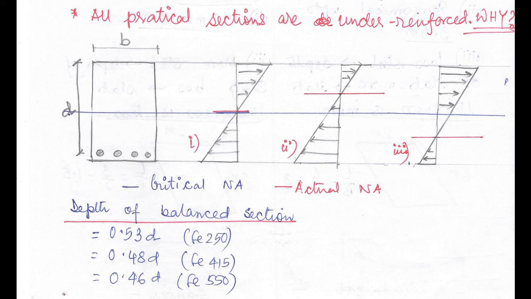Okay. Now the depth of a balanced section, please remember this table also. In case of mild steel Fe 250, the depth of a balanced section is 0.53 D. D is, as you can see, the effective depth, that is from the center of the reinforcement to the farthest fiber, correct? In case of Fe 415 it is 0.48 D, and in case of Fe 550 it is 0.46 into D.